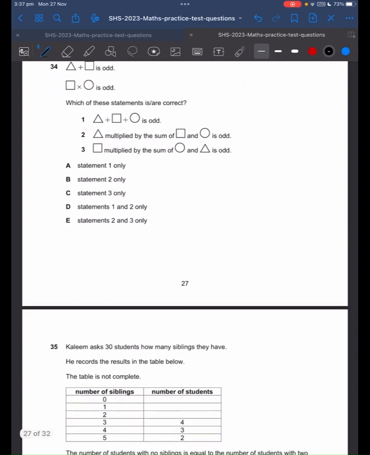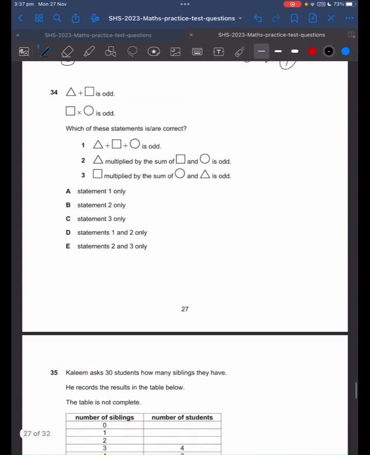Now question 34. 34 can be a bit scary, but as long as you know what numbers give you odd numbers, what times what number gives you odd, even numbers, you'll be alright. The triangle plus square is odd. Now let's say, can there be 2 even numbers? 2 and 4, for example. Any 2 even numbers, so even plus even, will always give us an even number. So that can't work.